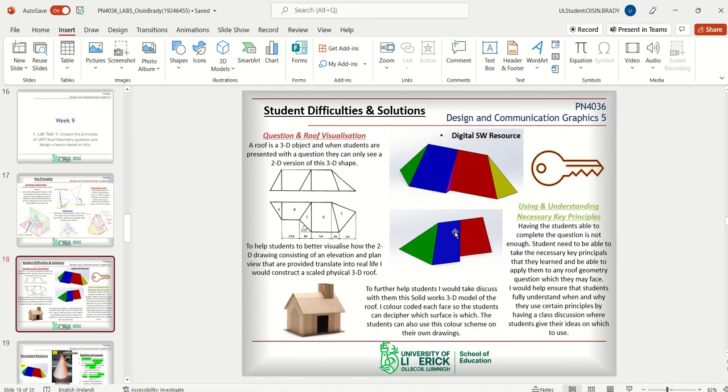So then lastly, using and understanding the necessary key principles. Having the students being able to just complete this question isn't enough. We want them to be able to use the key principles that they've learned in order to complete any of these questions. It's important that as a teacher we make sure the students fully understand when, why, and where to use certain principles, and having a class discussion and getting the students' ideas on which principles they think are needed is a good idea.